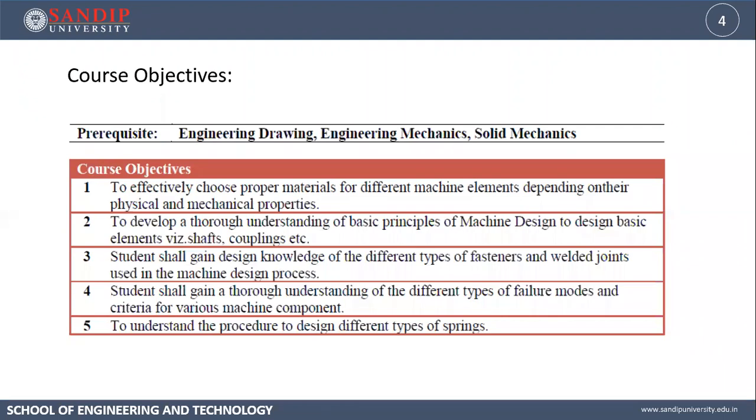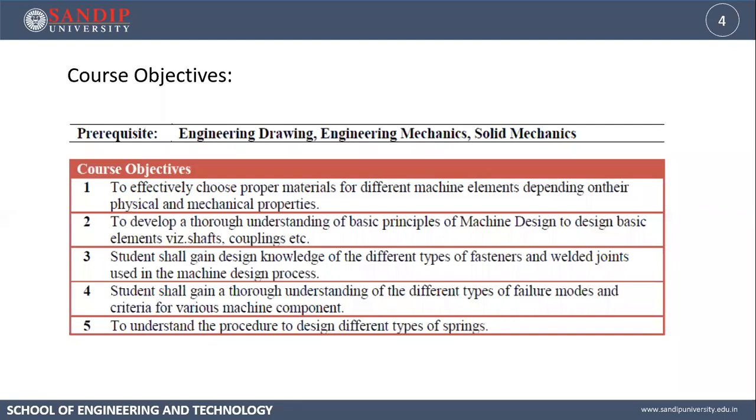To effectively choose proper material for different machine elements depending on their physical and mechanical properties. In engineering mechanics, solid mechanics or strength of materials, you have studied various materials. Now how effectively and how to use them for various design considerations or elements, that we are going to study and implement in this particular subject.